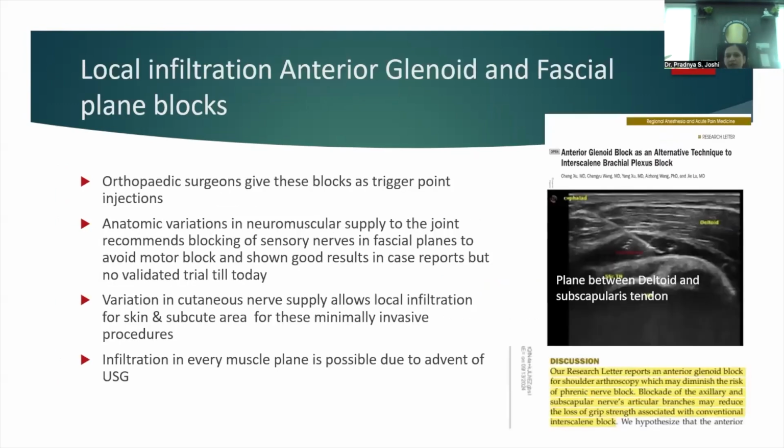The local infiltrations and the anterior glenoid or the fascial plane blocks, these are the blocks which were recently discovered. The case report I am referring to is from 2024 only.